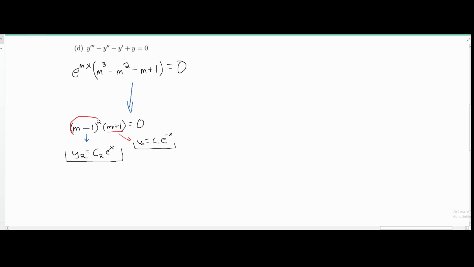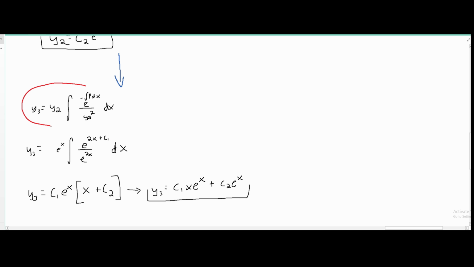So after we find the y for this, which is this, y2 equals c2 e to the x, we have to use reduction of order to get the second y value. So this is the reduction of order that we are going to be using to solve this. After we plug everything in, we're going to be left with this down here. This portion right here, we can move out here and we can solve it like this.